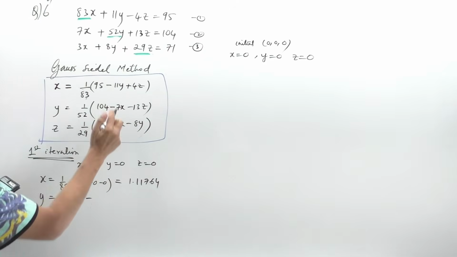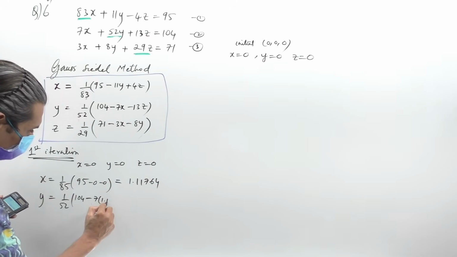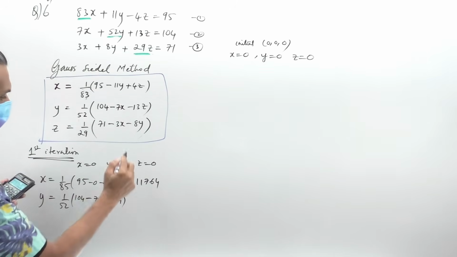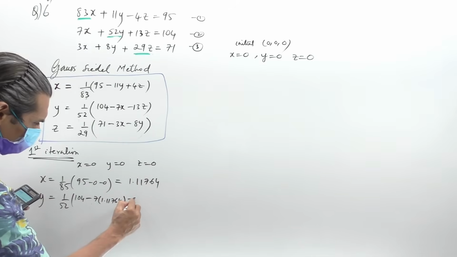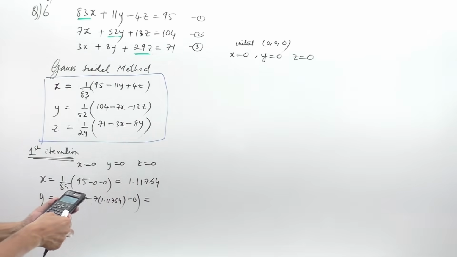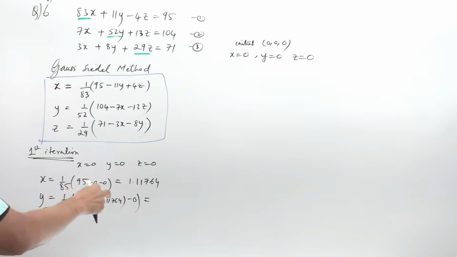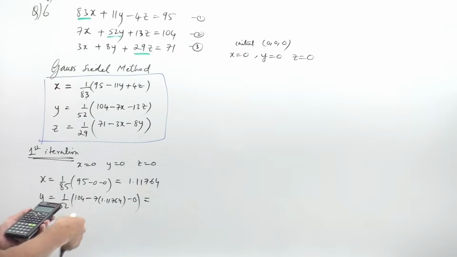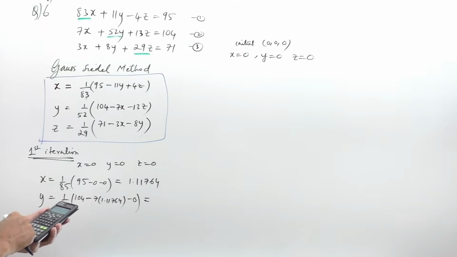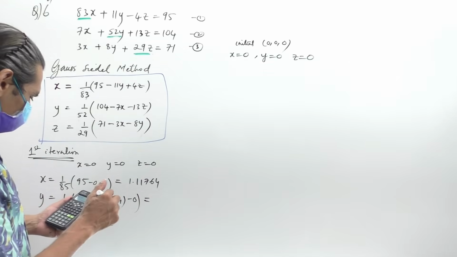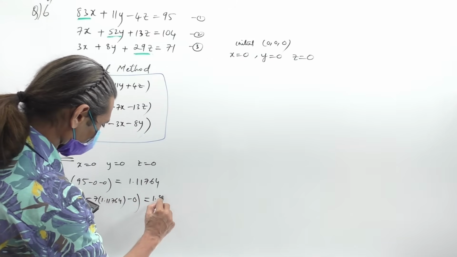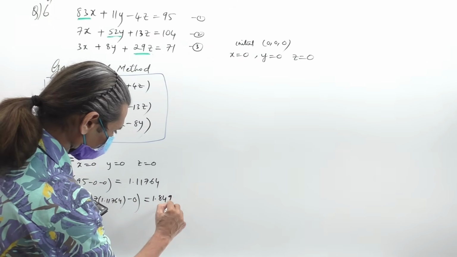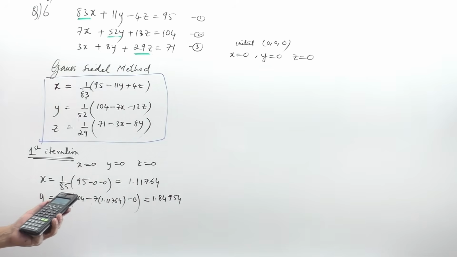Okay, it is minus 7 into 1.11764 minus 13 into z is 0 only, so put 0. Now solve this. So this will be now 104. As this is stored in answer, I'll use that to make things faster. Minus bracket 7 into answer, divided by 52, and it comes 1.84954. I'll take this 1.84954.